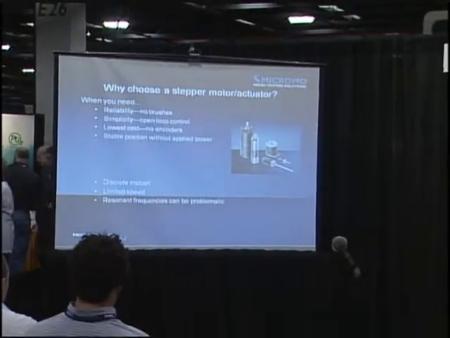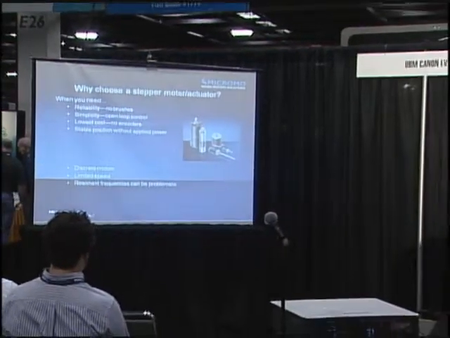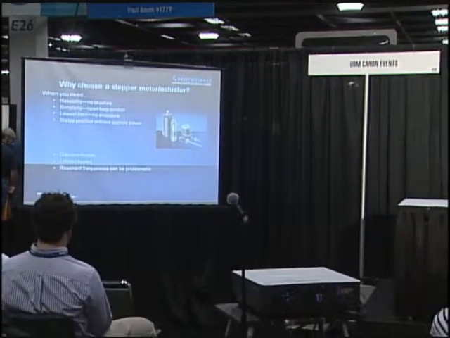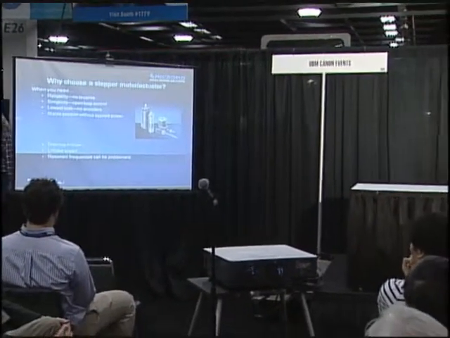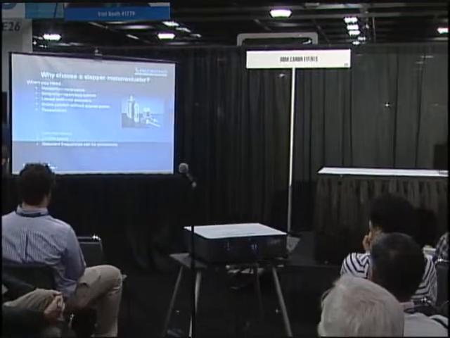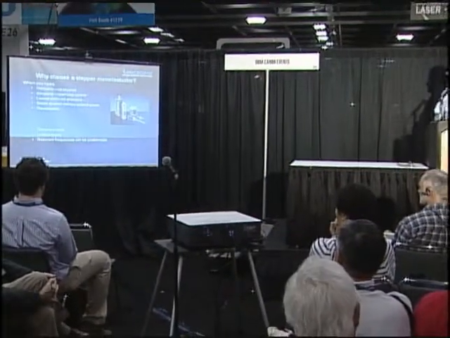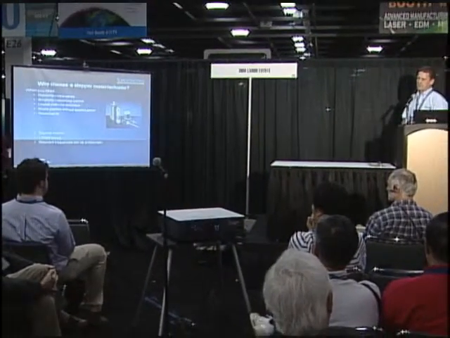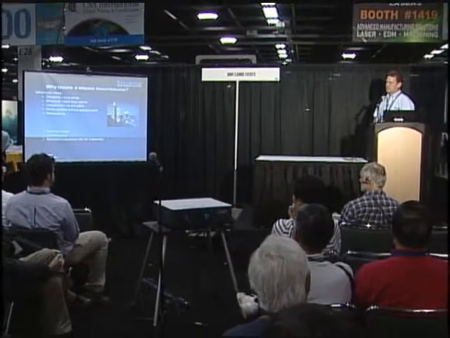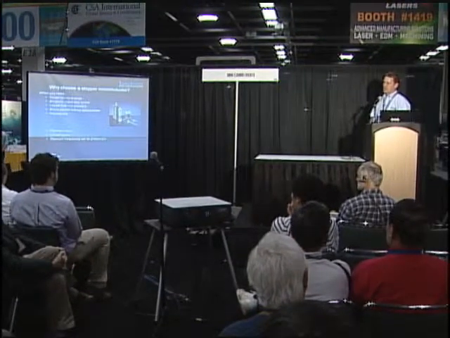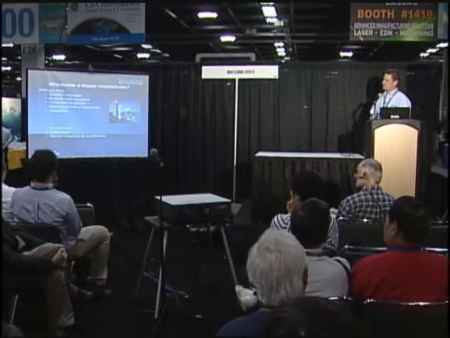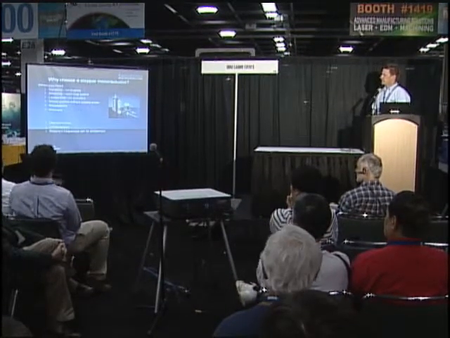Very stable in position, so you can shut the power off and it'll keep its position. It won't float. And repeatability, that can be an option that some people like, to move to the same position. It stays in that same position. It doesn't drift. And accuracy.